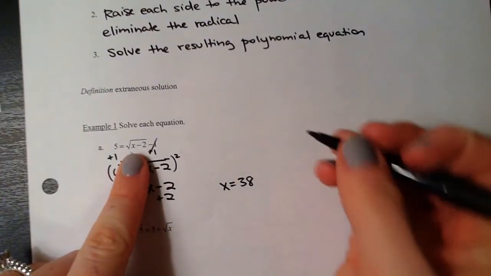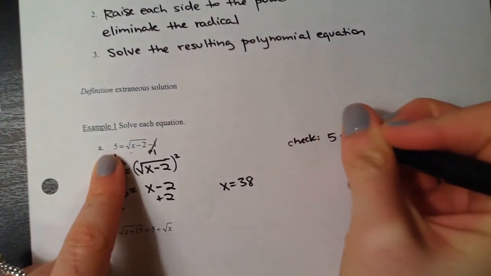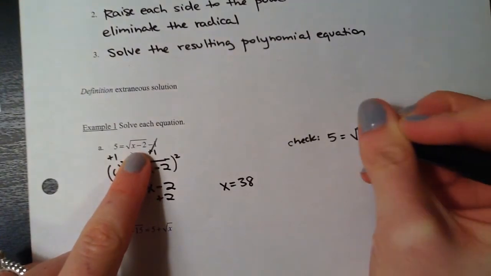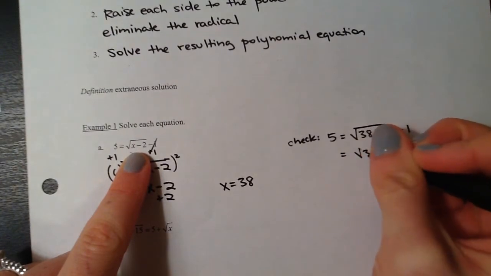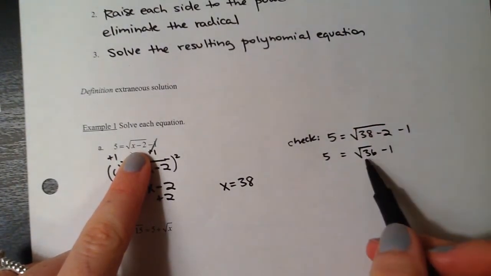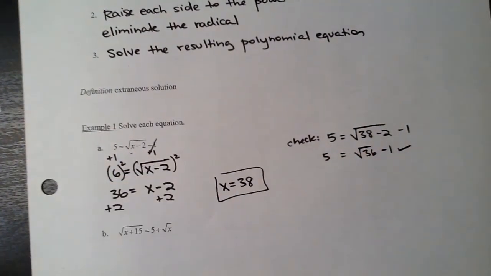So if we plug in 38, and we're going to do a little check over here. So we want to see if 5 equals the square root of 38 minus 2, and then outside minus 1. So we've got the square root of 36 minus 1, and so we can check that. Square root of 36 is 6, and then minus 1 does in fact give us 5. So 38 seems to check out.